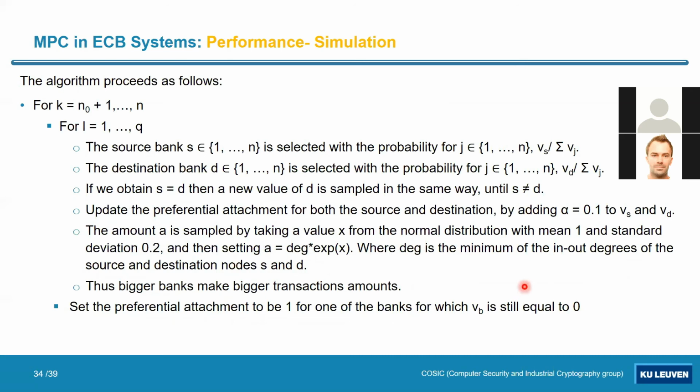What is degree? The degree is the minimum of the in and out degrees of the source and destination nodes. This equation shows that the bigger banks make bigger transaction amounts. And then, as I mentioned before, after that, for the other banks which are not still in the queue, we set their preferential attachment to 1 and we add them to the algorithm.